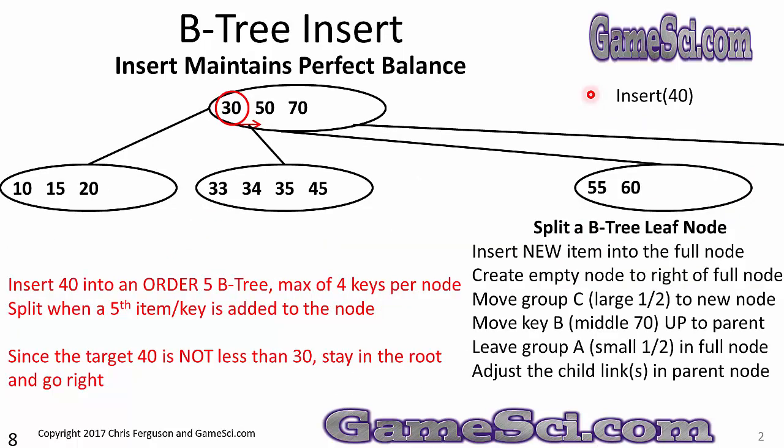Let's take it up a notch and insert 40, which is going to go into the node which does not have room for it. This will cause a split of a B-tree leaf node. Insert 40 into an order 5 B-tree. That means there is a max of 4 keys per node. Split when the 5th item or key is added to the node. Since the target 40 is not less than 30, stay in the root and go right.